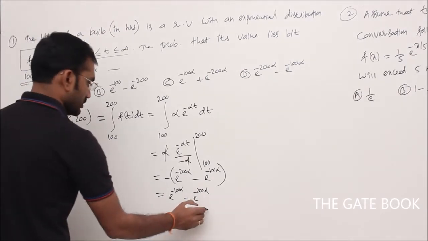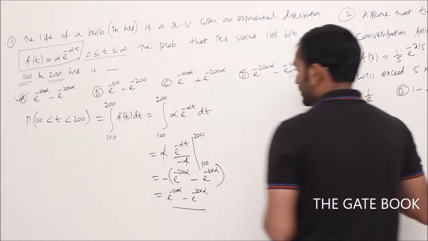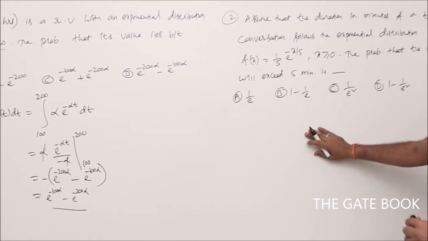So that option is correct. The probability that its value lies between 100 and 200 hours is e power minus 100 alpha minus e power minus 200 alpha. Now come to the second question.